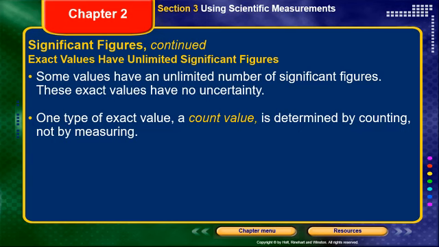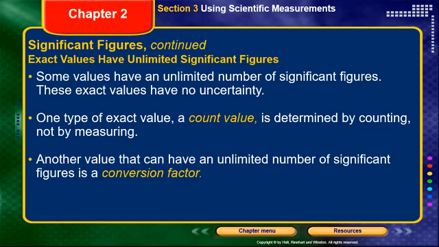And so when we are using the number a dozen as a conversion factor, 1 dozen is equal to 12 units. That 12, we don't look at it as having two significant figures, the 1 and the 2. We look at it as having an infinite number of significant figures because it is considered a count value.